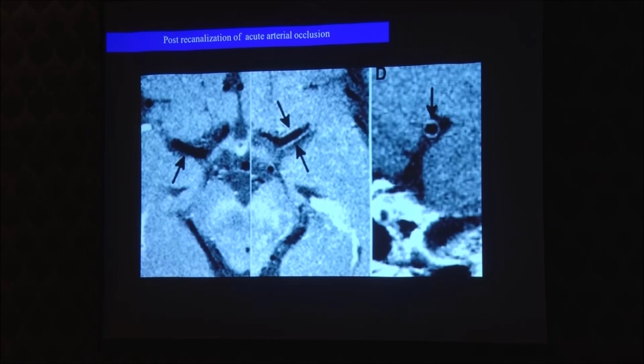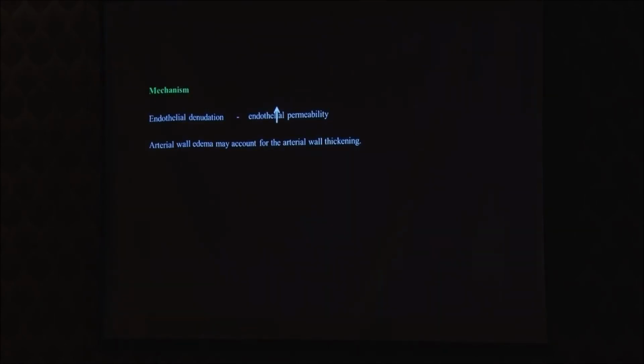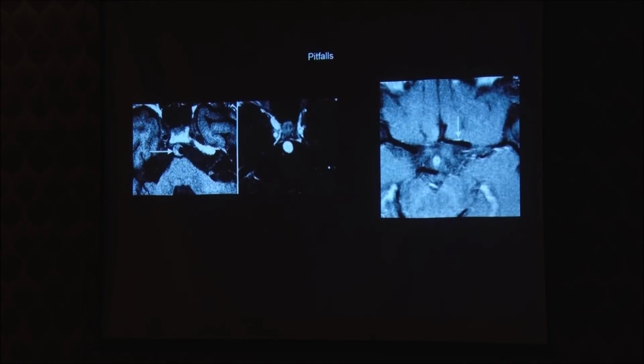Post-recanalization also, we do see some circumferential enhancement, and that is because of endothelial denudation and endothelial permeability. Some pitfalls: when there is slow flow, you would see that there is wall thickening, but on contrast imaging, it is not there.